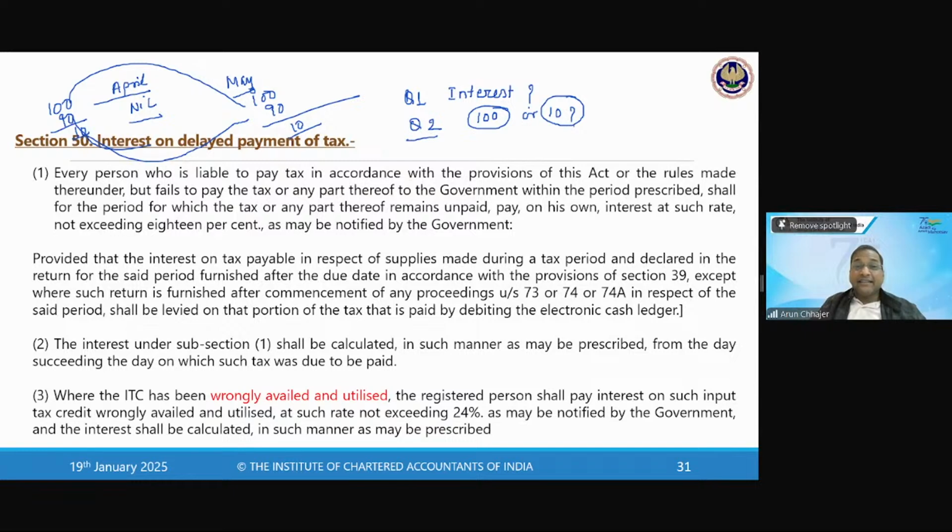So the answer is, what is the word written in this case? Supplies of a tax period declared in the return for the said period. If you have the liability of April and you are declaring it in the month of May, then you can't take the advantage of amount debited in the cash ledger. No, not permitted. In that case, you have to pay the interest on the gross.